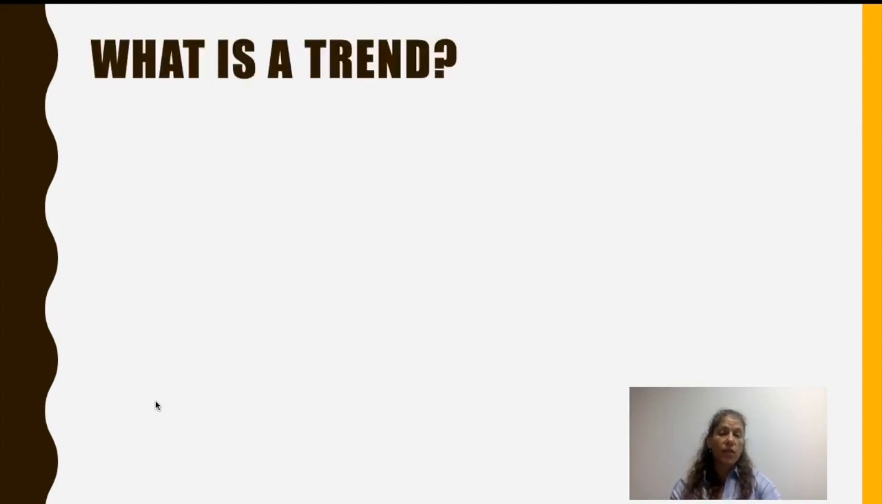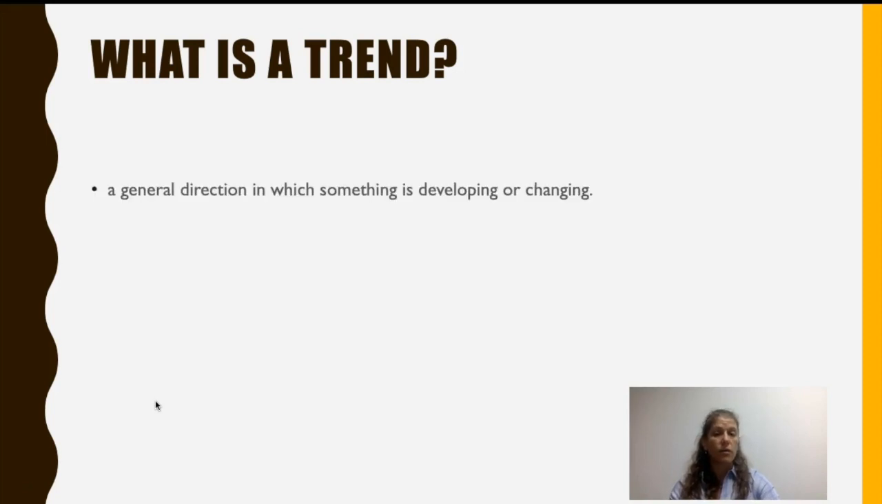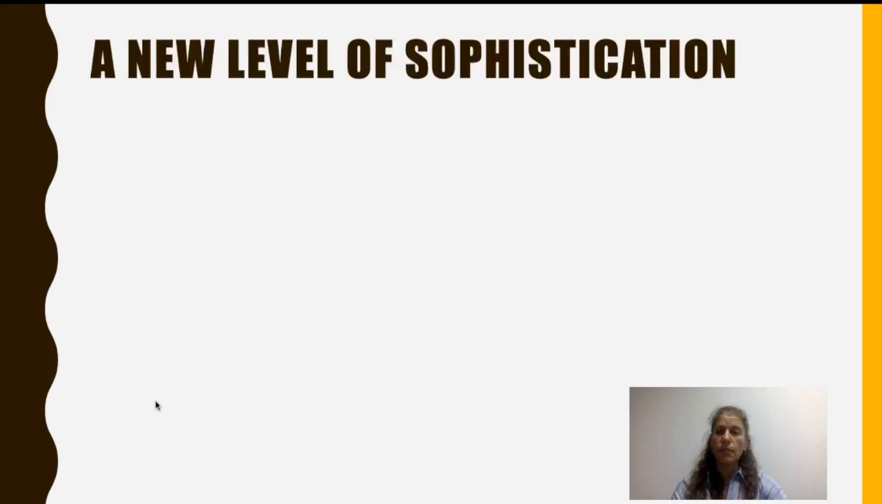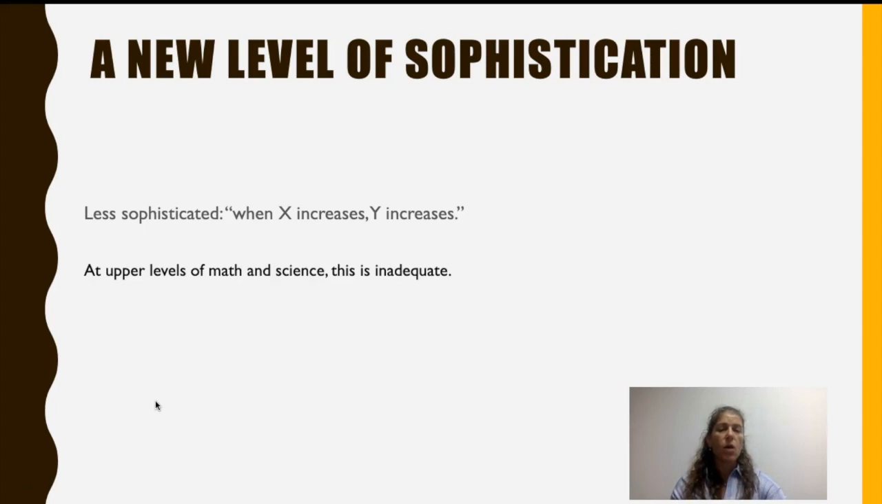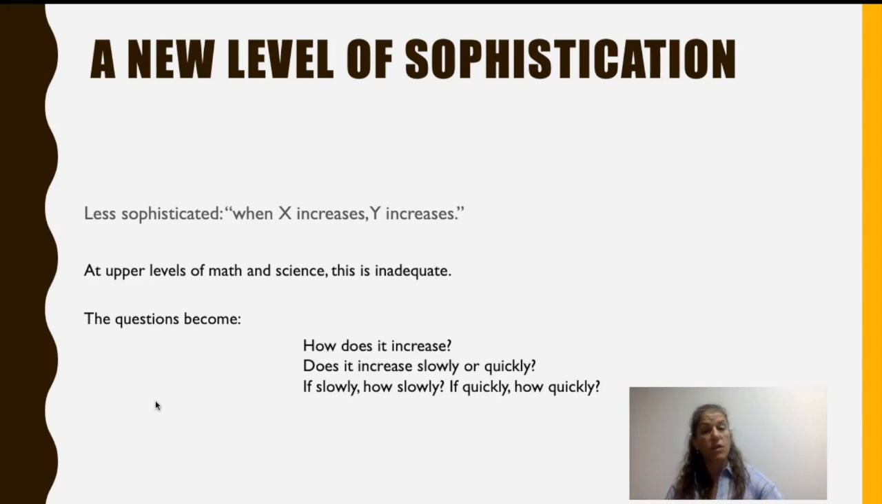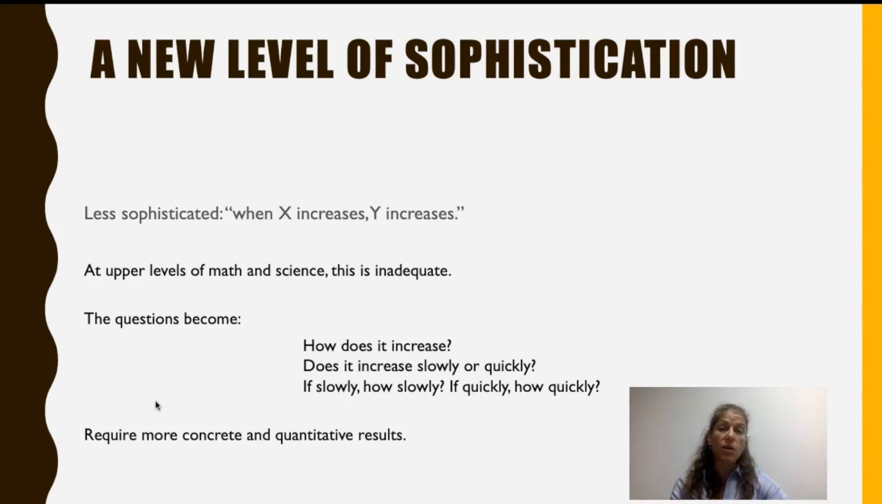And in order to find a relationship, we're looking for a trend. So what direction is it changing? What direction is a trend developing? You know, we don't just want to say when one thing increases, the other increases. We want to know how it increases. We want to know that it's increasing as a direct square relationship. We want to know how does it change? Does it increase quickly or slowly? How slowly, how quickly?